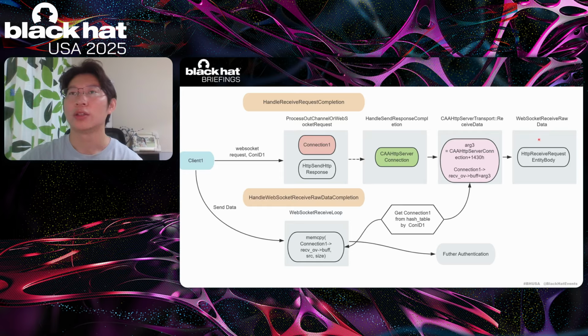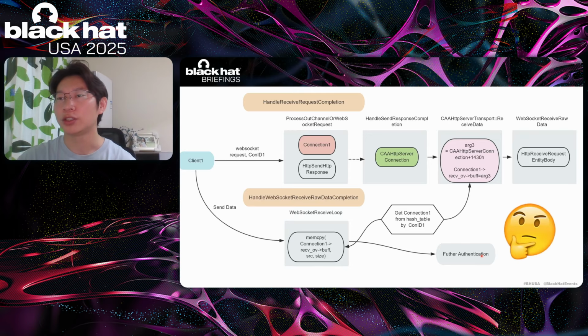In later calls, through WebSocket receive raw data, it calls HTTP receive request edit body to register a new callback. When the server receives a message from the client, it triggers this callback. During processing, it calls WebSocket receive loop, performing a critical step: copying the received message to the address pointed to by the buff field of connection 1's member, which is the offset of the HTTP server connection structure. Then additional operations follow.